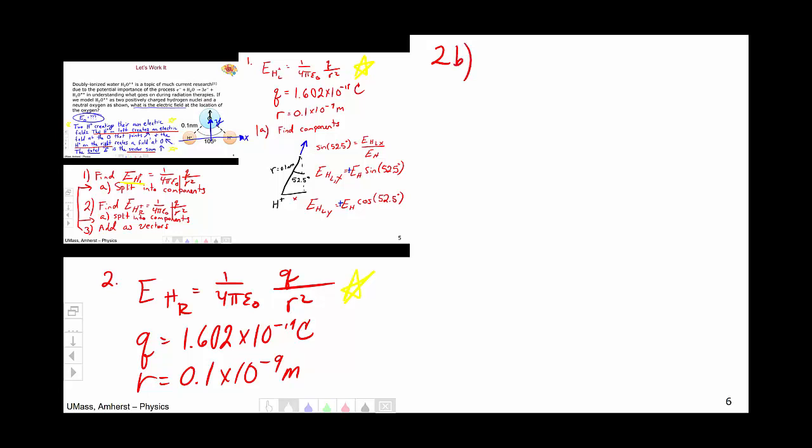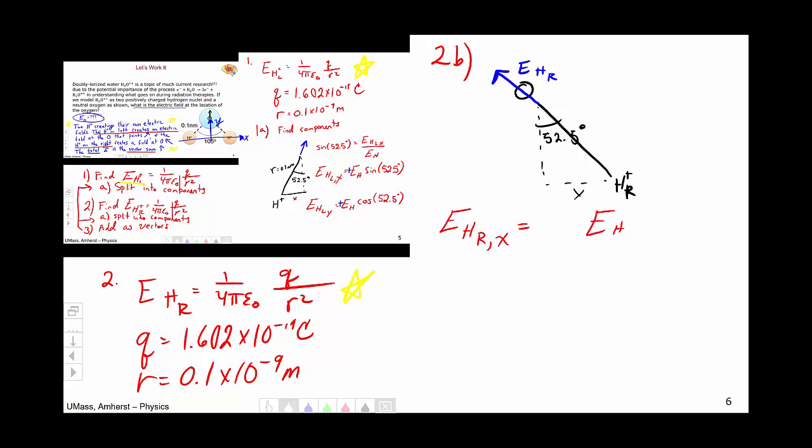So now we move on to splitting into components. I again draw myself a picture, just focusing on the one I care about. My field goes off this way, that's still 52.5 degrees. My X component is still opposite. So E hydrogen on the right, X is still sine.